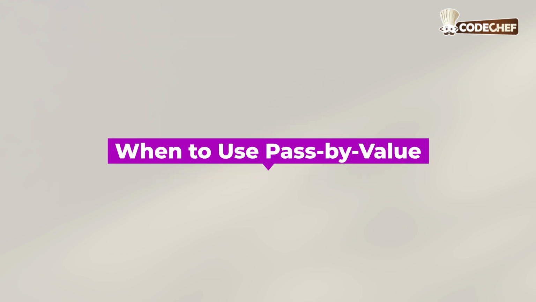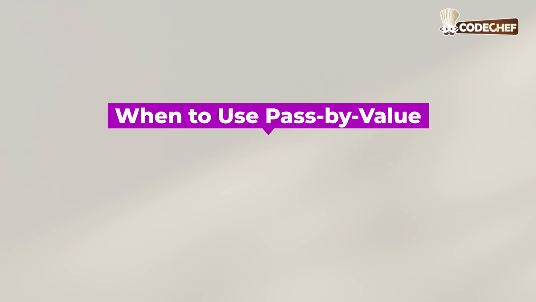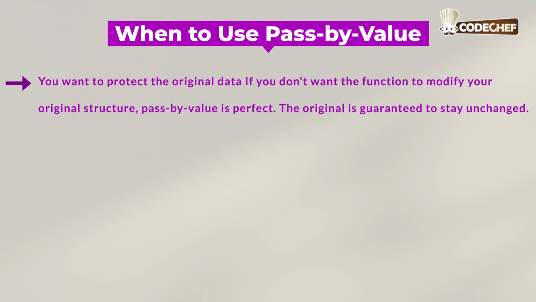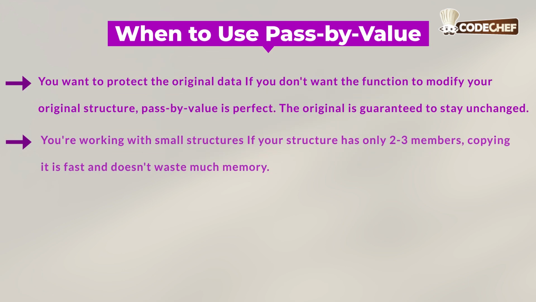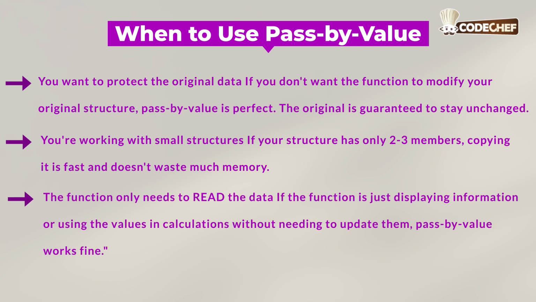When to use pass-by value? You should use pass-by value when you want to protect the original data, you are working with small structures, or the function only needs to read the data. If you don't want the function to modify the original structure, pass-by value is perfect. The original is guaranteed to stay unchanged.